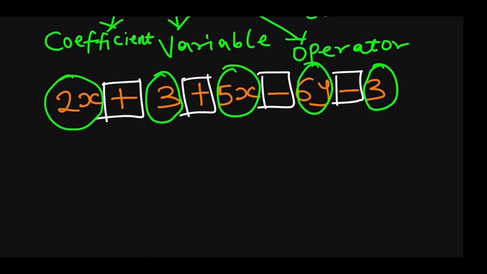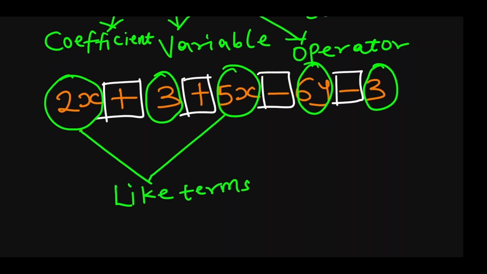Like terms means which terms are alike. So from what we see here, 2x and 5x are alike. So they are like terms. How are they alike? They are alike because they both contain x. And the x they both contain has the same power. It is not x raised to power 2. They are both x raised to power 1, x raised to power 1. So they are alike, so that they are called like terms.